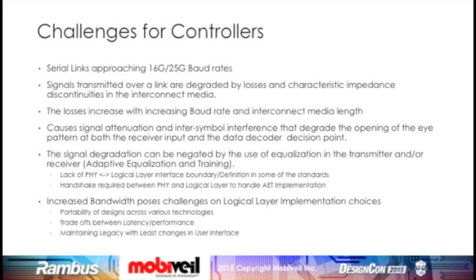So typically specs are going to define short reach and long reach specifications, so that you can have a different design if you want, based on your target market.